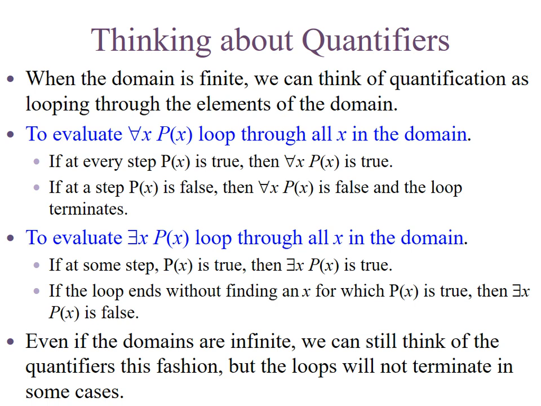Similarly for some x P of x, we can also look through all elements within the domain. Once we find one particular element that makes P of x true, then for some x P of x is true. What makes it false? If you look at all the elements and cannot find any element that makes P of x true, then we assert for some x P of x is false.